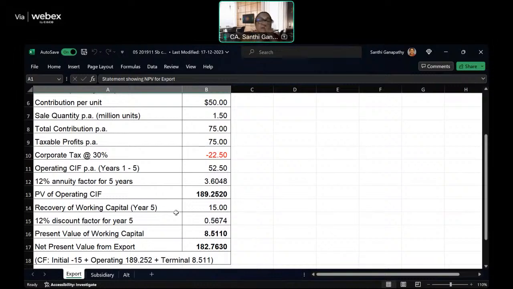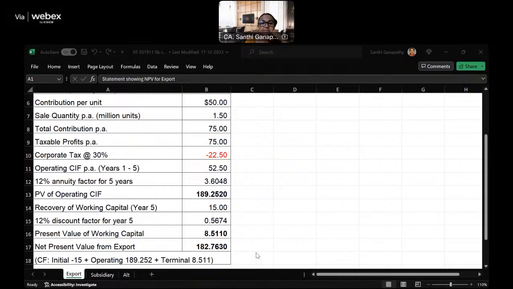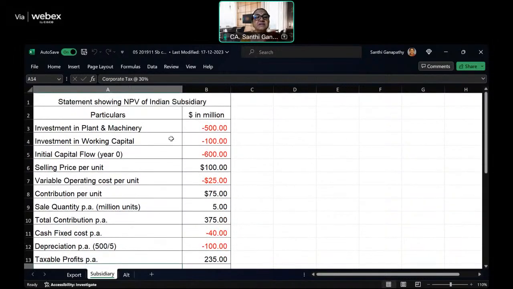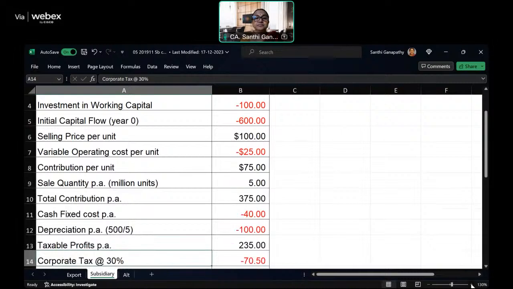So once this is done, let's see what is the position if we establish a subsidiary. If we establish a subsidiary, what happens? Let's see. Now, investment in plant and machinery, investment in working capital. So how much is the initial capital flow? That is an outflow.